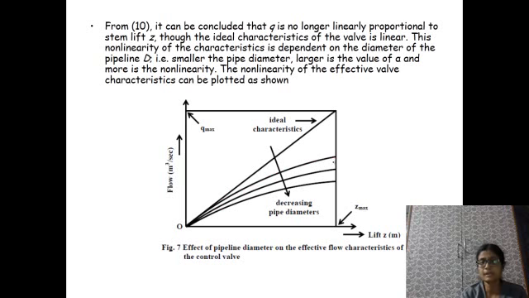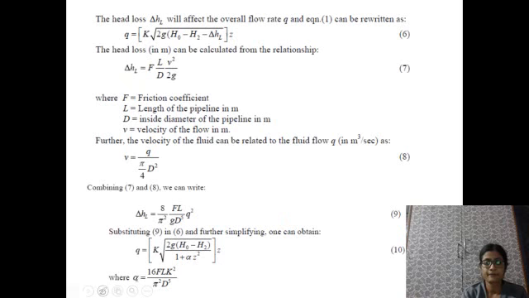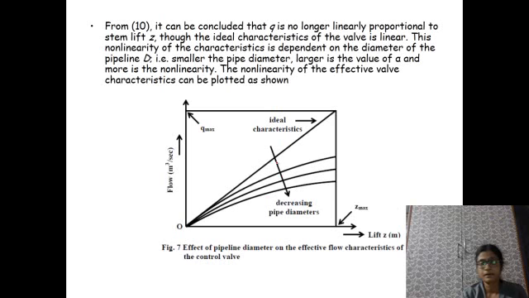So as the pipe diameter decreases, see, there is a coefficient, a constant value alpha, which is inversely related with D to the power 5. So as the pipe diameter decreases, the curve will be more non-linear, and it tends towards the lower portion.